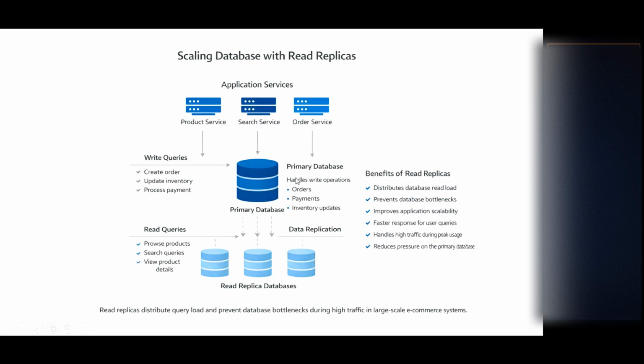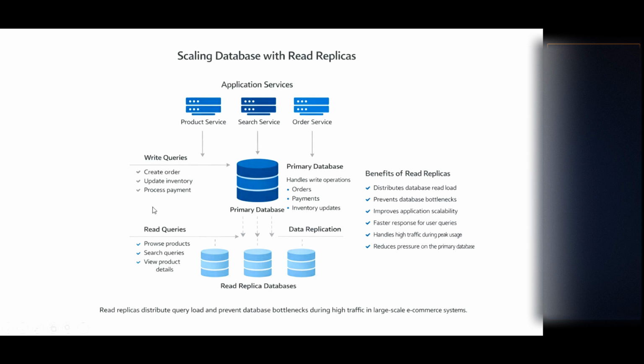So in order to overcome that, they maintained a separate database for read queries, which we are going to call read replica databases. They are using the primary database only for the write queries. That means whenever we are creating an order, updating the inventory, or doing the payment process, at that time only the request will go and hit the primary database.